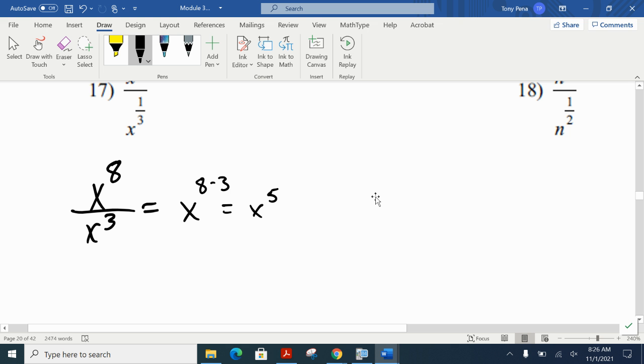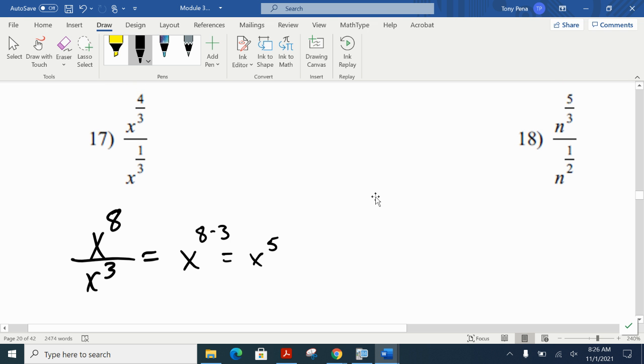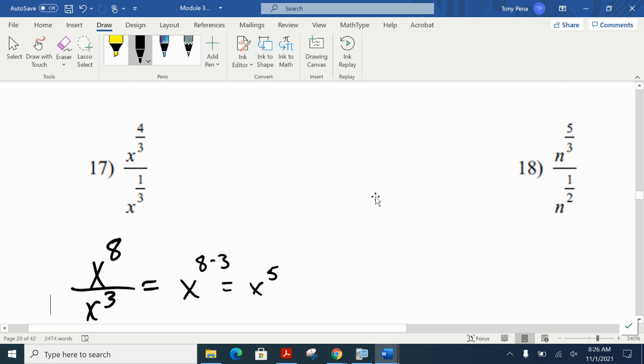It's the same thing with 17. It's just fractions, so it's a little uglier. You may want to use a calculator. If you have it in your hand, there's no reason not to do that, just to be safe. But we're dividing like terms, so you're going to subtract these again. So it's the numerator's exponent, which is a 4/3, and then we subtract the exponent in your denominator, which is that 1/3.